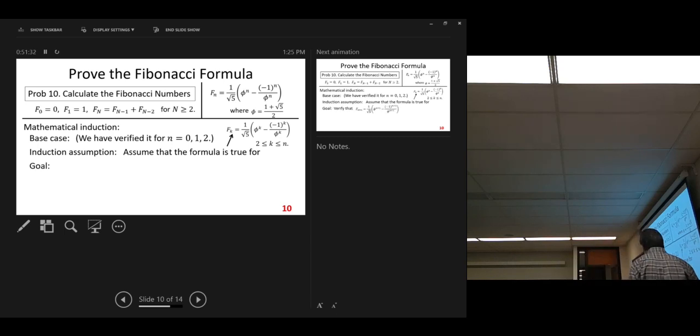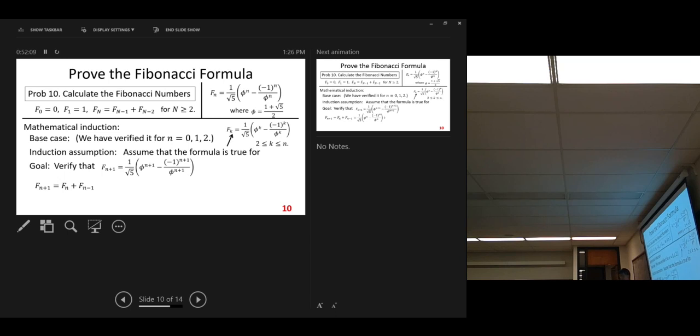Our goal, we need to verify for Fibonacci number n plus 1. If you can derive this formula from your assumption, then we prove it. So that's simple, but you need to do some work. All right, so let's do it.